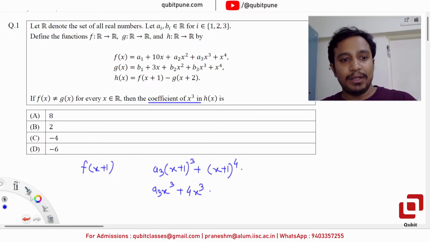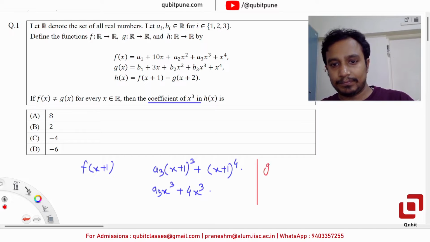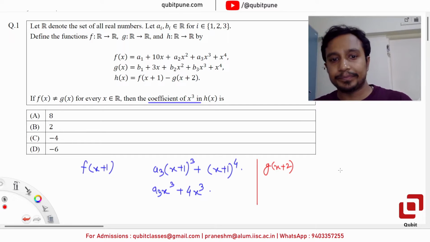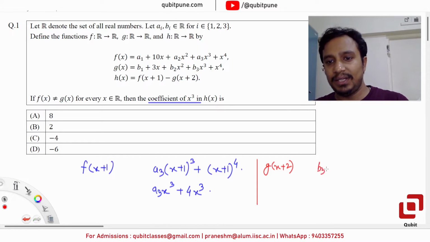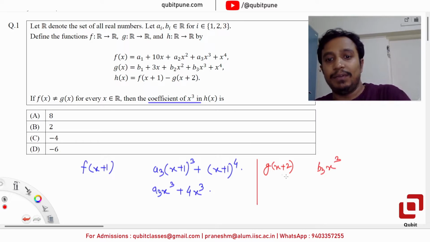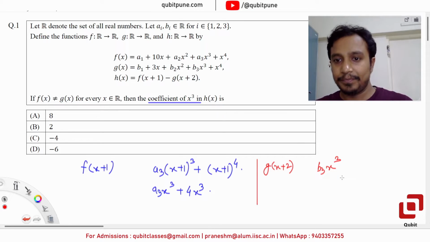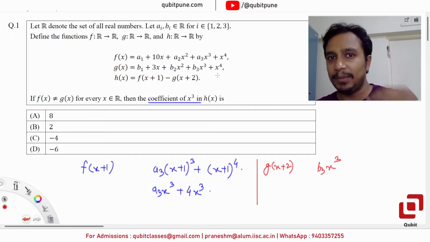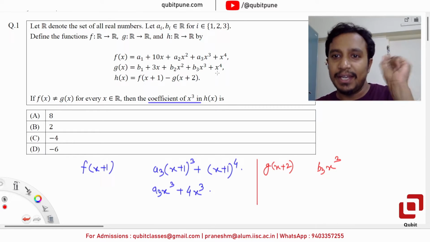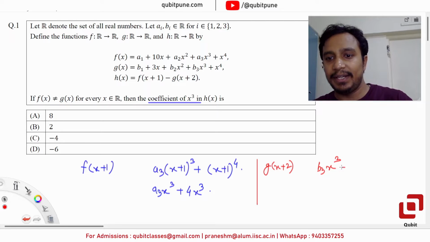ठीक है. Now we will come to g of x plus 2. इसमें क्या होगा अभी? Even here we will have a b3 x cube, so it is going to give me b3 x cubed. And then when it comes to x raised to 4, we have to replace it by x plus 2 raised to 4. तो जब हम उसको एक्सपांड करेंगे x plus 2 raised to 4 को, तो हम लोगों को क्या मिलेगा? सबसे पहले x raised to 4 मिलेगा. Then it is 4 times x cubed into the second term. So it will be 8x cubed.